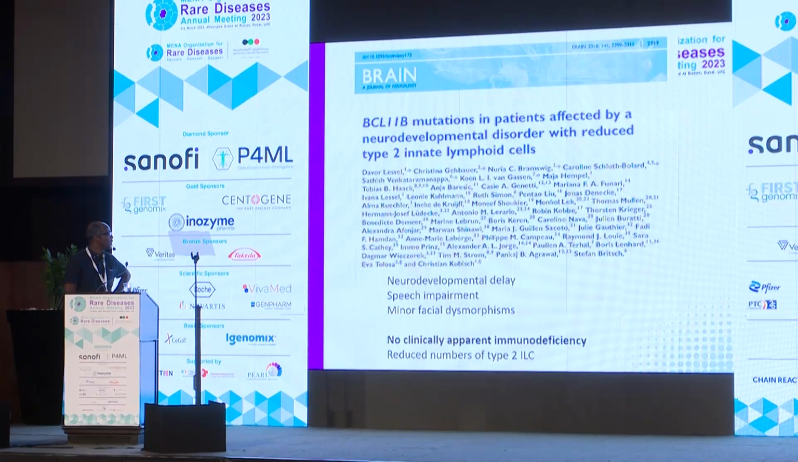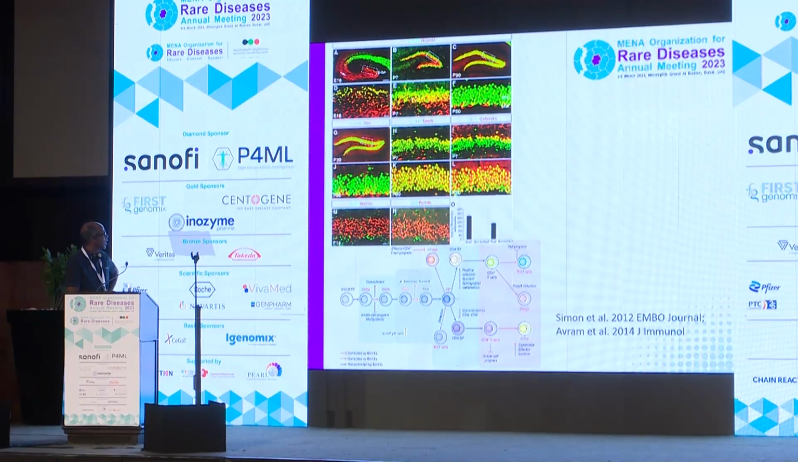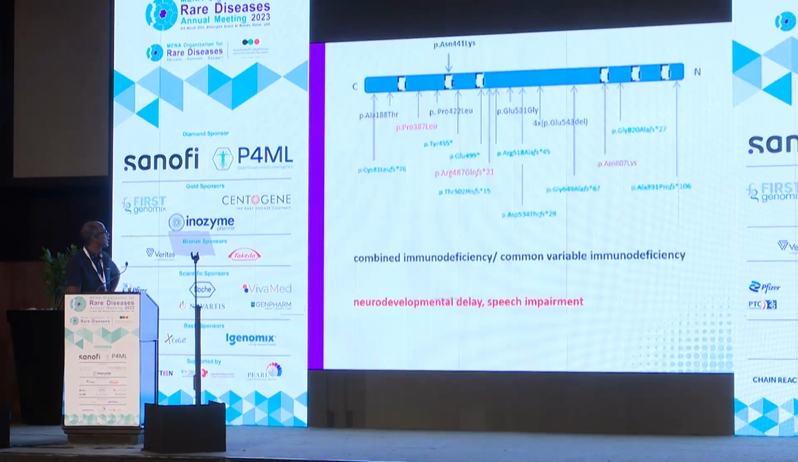A large collaboration picked up a number of patients with a different set of mutations that have a different phenotype that is mostly neurodevelopmental and not immune-related, and that's why there is this duality between neurodevelopmental conditions and immunodeficiency related to BCL11B, and that's what I set out to investigate. Now, I won't go through this. This just explains the dual function of BCL11B.